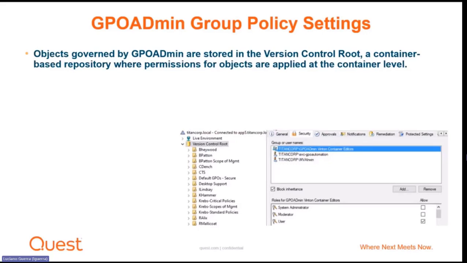The version control root is the logical structure where you would configure how you want your team to access the GPOs, and also where they are able to link those GPOs to scopes of management or OUs. You have the ability to build out this folder structure however you see fit for your organization.